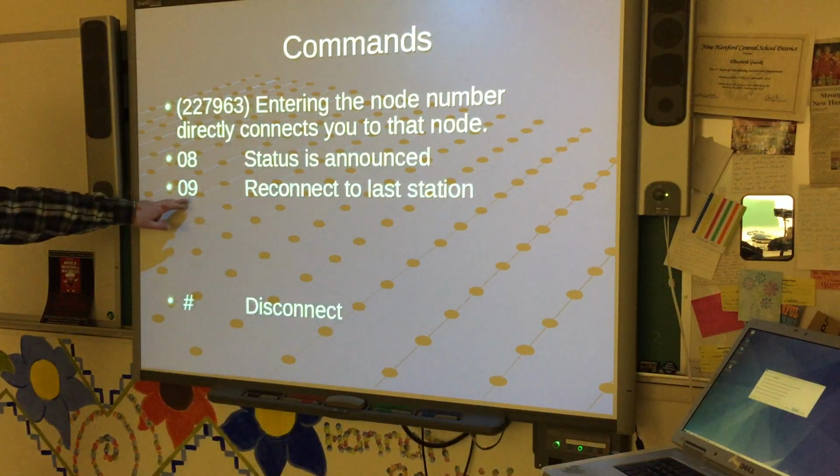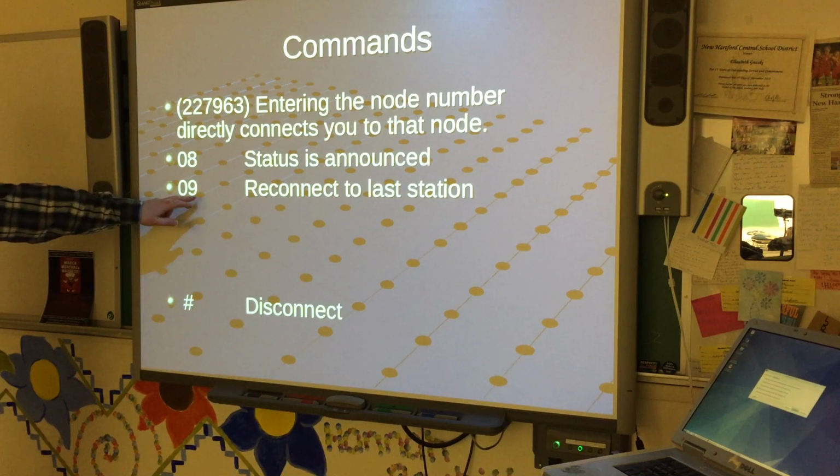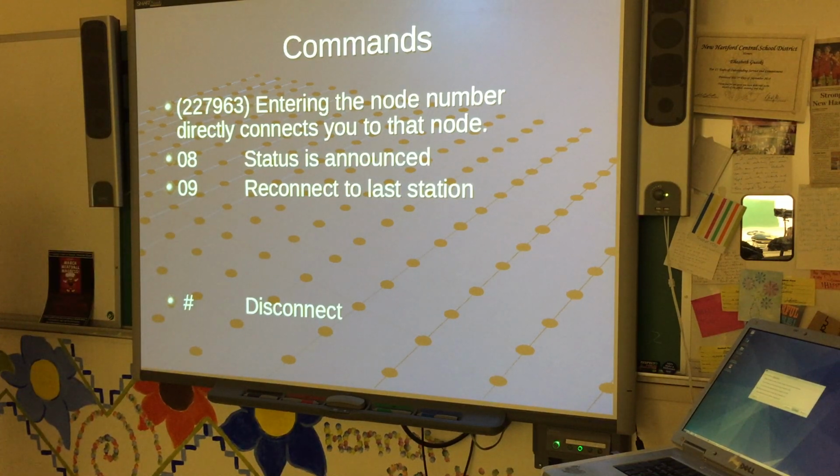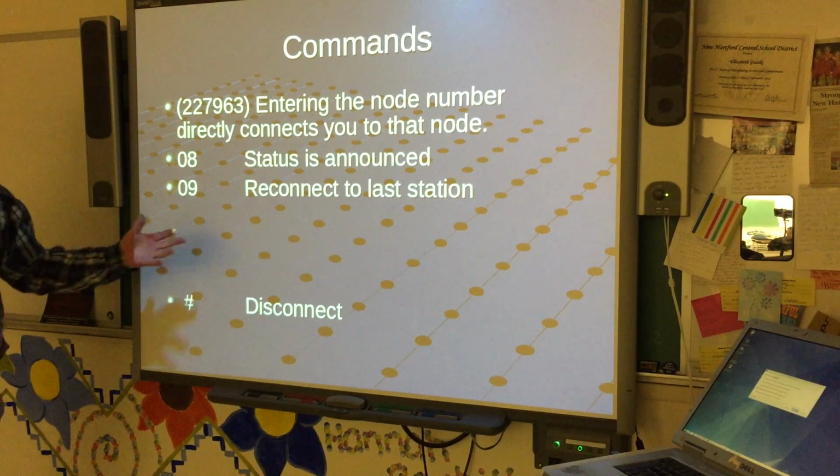A 09 will reconnect to the last station that was successfully connected. By the way, all this stuff, go to my webpage, QRZ, it's all there. You don't have to memorize it, you don't have to write it down. I'd suggest you don't take too many notes, because you should concentrate on what I'm saying, because, you know, I'm charming and dynamic.